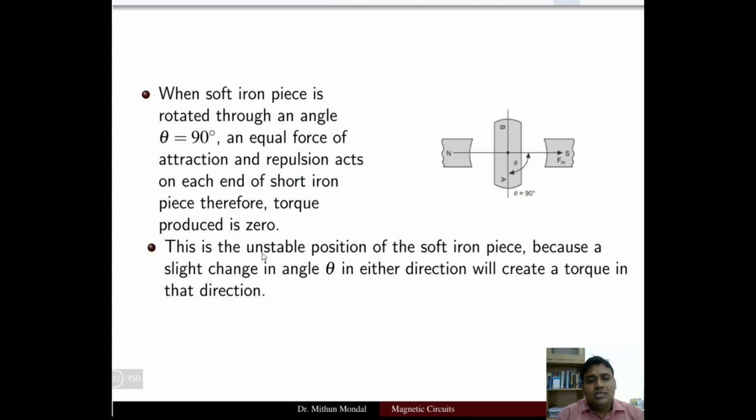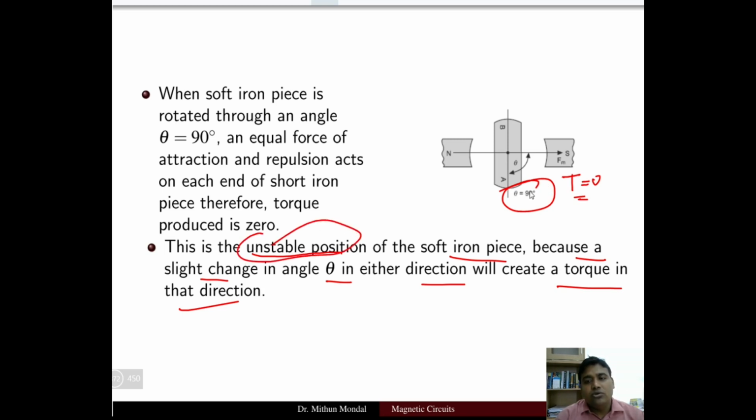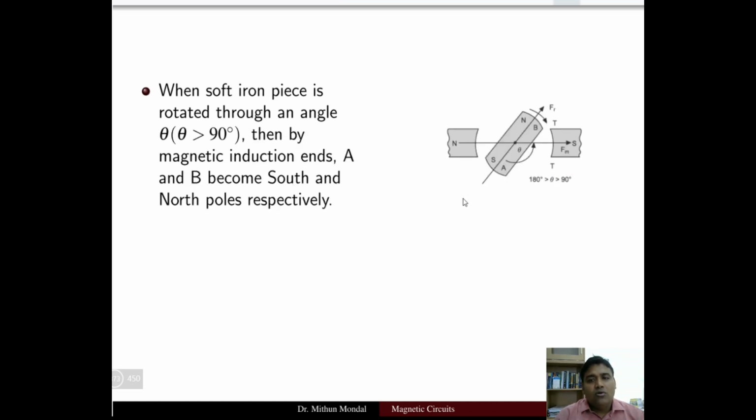This is the unstable position of the soft iron piece because a slight change in angle theta in either direction will create a torque in that direction. So when theta equals 90 degrees, your torque is zero, and this is the unstable position. It is unstable because if you change theta by an amount in either direction, then a torque will be produced. Now consider a case where theta is more than 90 degrees.